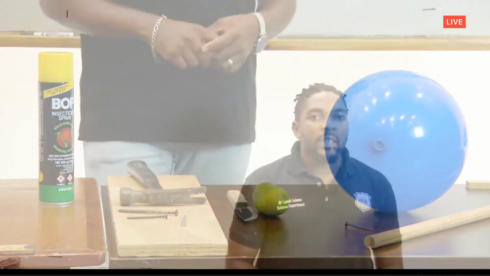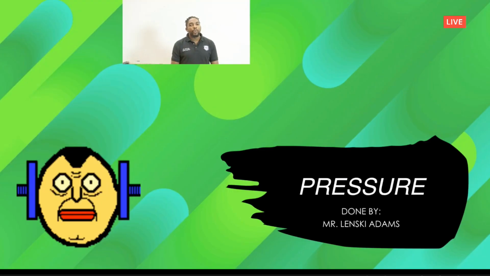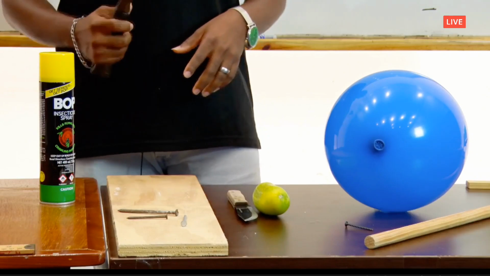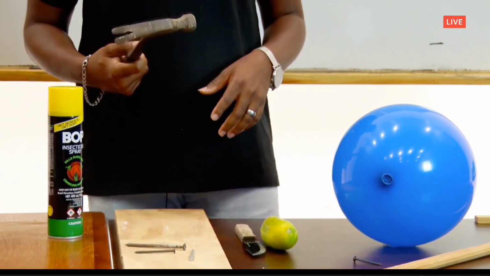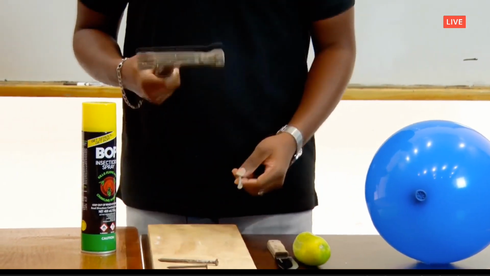And the answer to that question is the topic of pressure. In today's lesson, we're going to be focusing on pressure in solids, pressure in liquids, and pressure in gases. Now, before I introduce what exactly is pressure, let's look at some of these apparatus. The first one, let's look at the hammer and the nail.